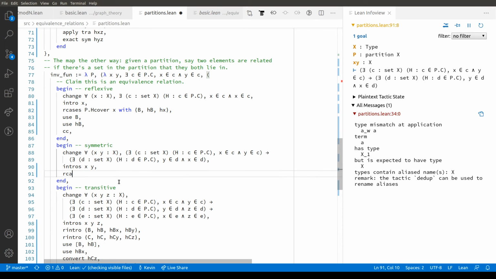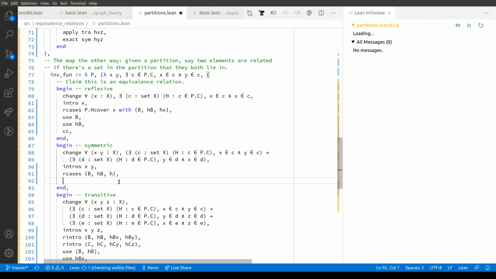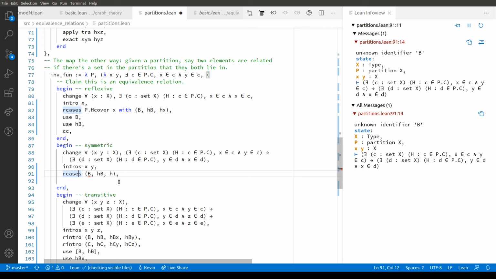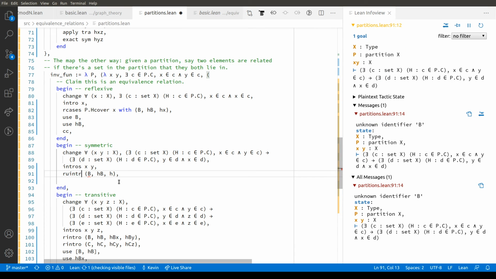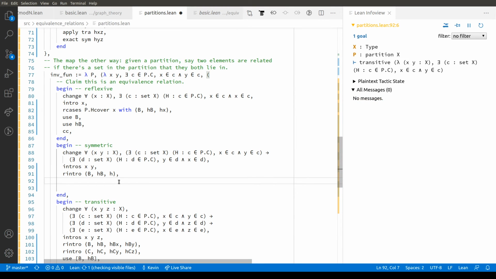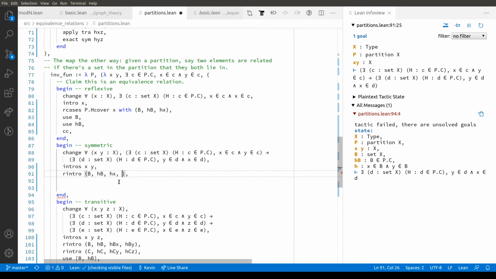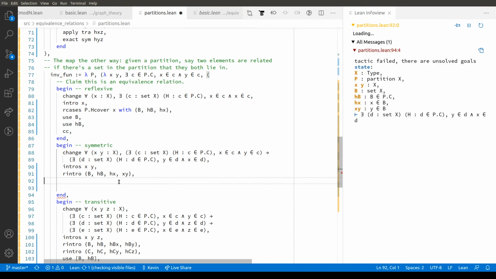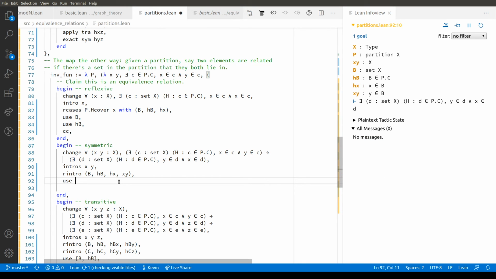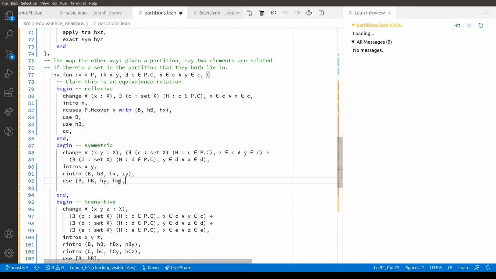So let's do this. Our case is, let's take a block there. No, so rintros. I'm not happy with artificial intelligence. And now how do we prove this? Oh, I see. So this is HX and HY there. And now we can use B, HB, HY, and HX there.